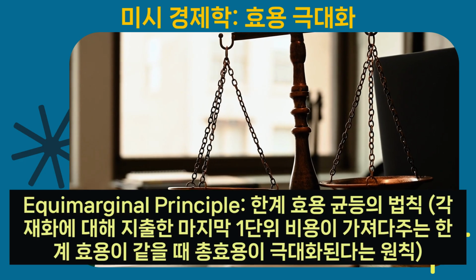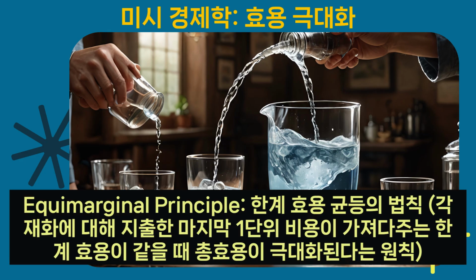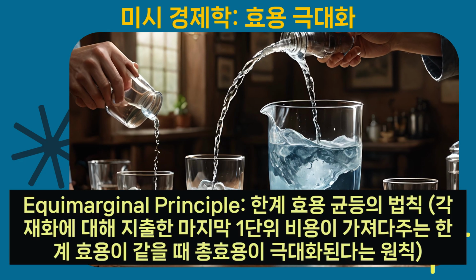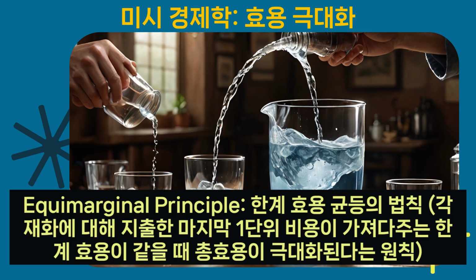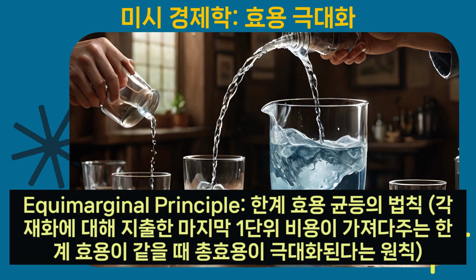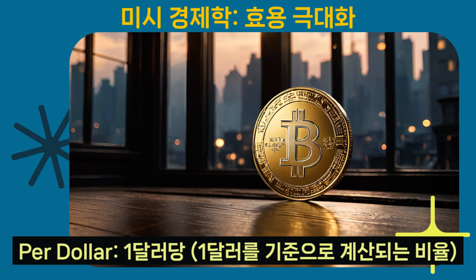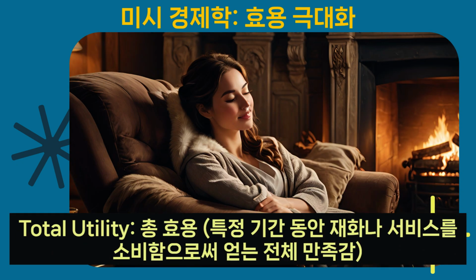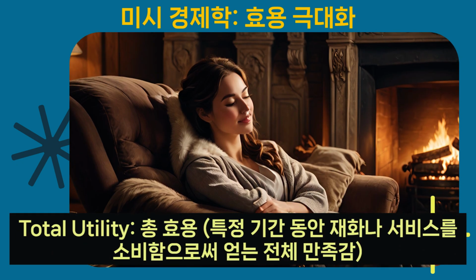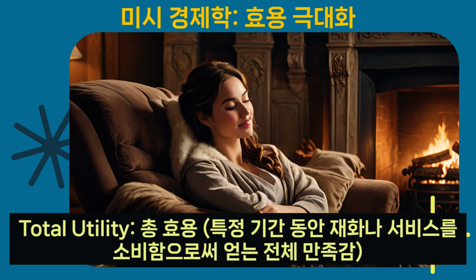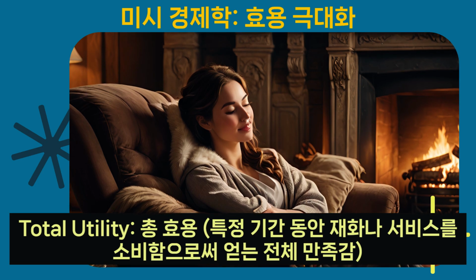Equimarginal principle, 한계효용 균등의 법칙, 각 재화에 대해 지출한 마지막 1단위 비용이 가져다주는 한계효용이 같을 때 총 효용이 극대화된다는 원칙. Per dollar, 1달러당. Total utility, 총 효용, 특정 기간 동안 재화나 서비스를 소비함으로써 얻는 전체 만족감.